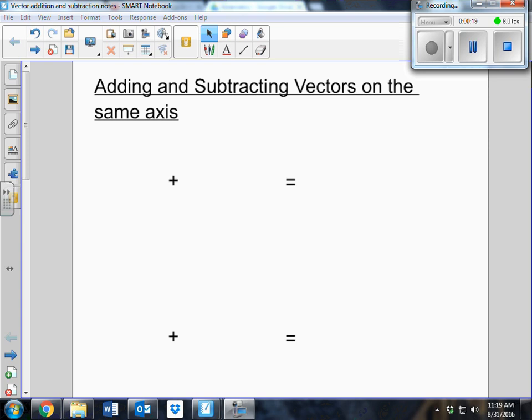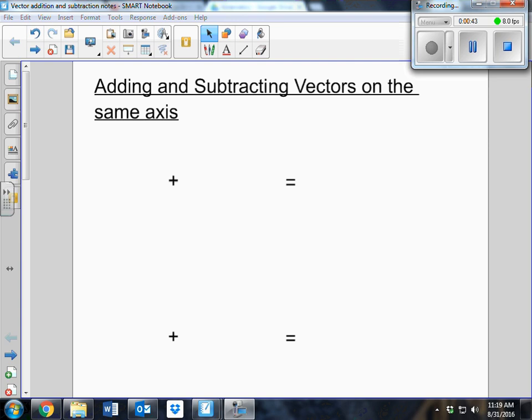If you remember from the scalar and vector notes, a scalar is just the size, magnitude only, and it doesn't include the direction. However, vectors have size and direction, and that's represented by arrows. So the length of the arrow is the magnitude or the scalar of the part, and the arrowhead tells you what direction it's going in.